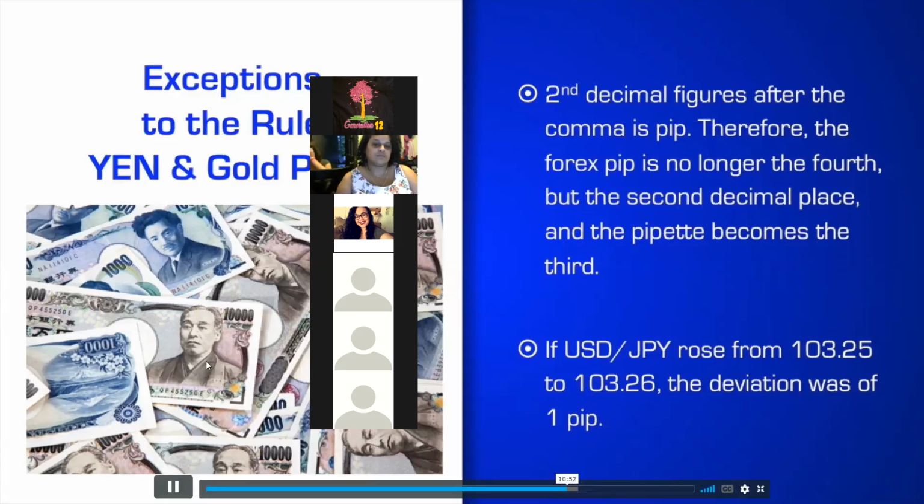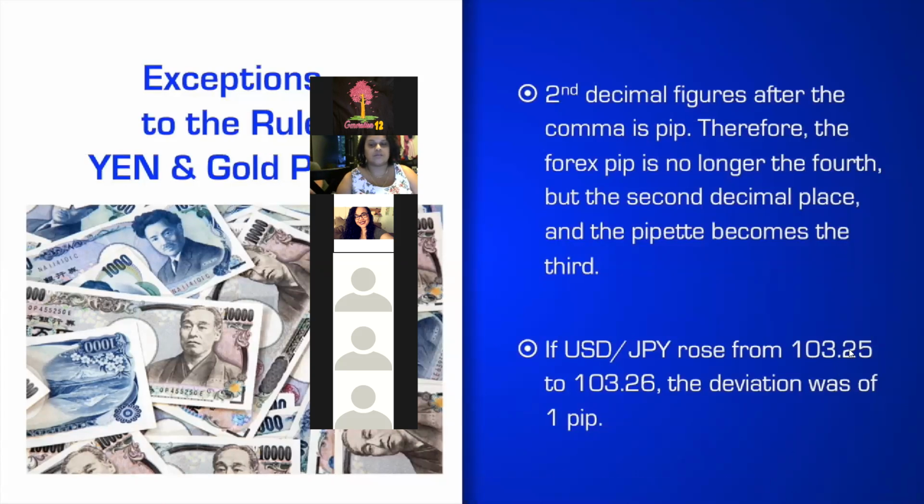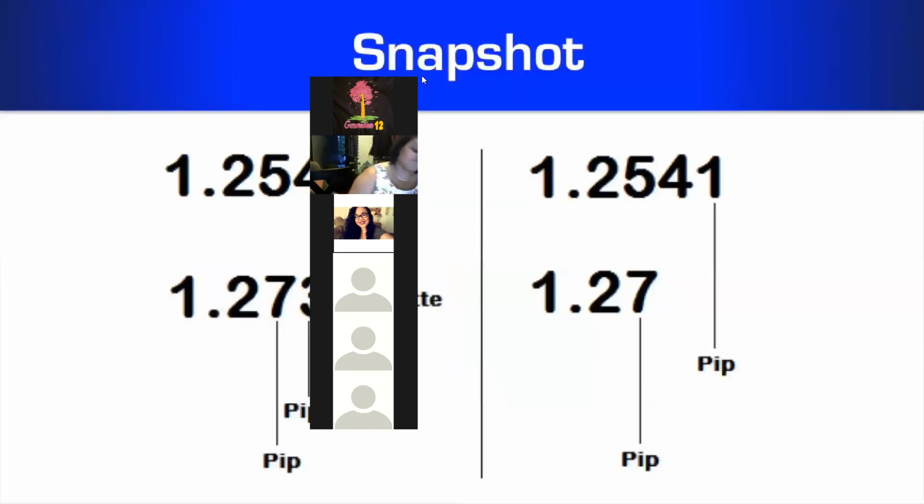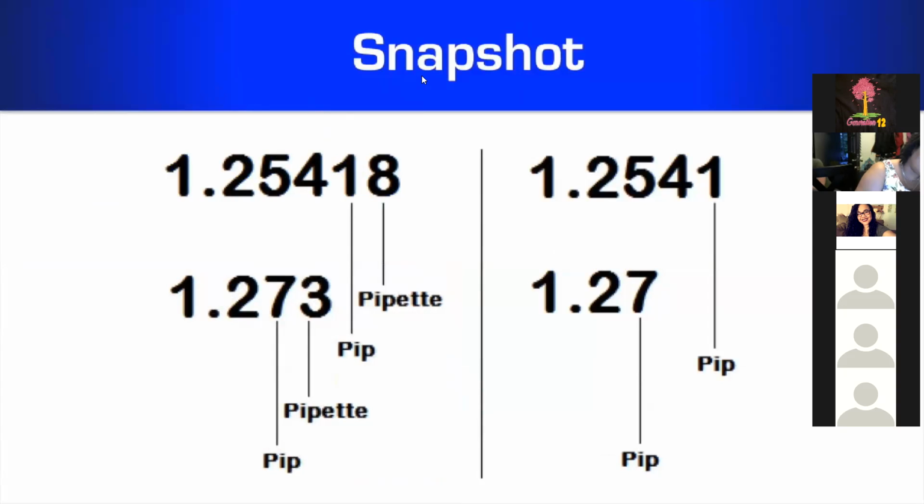Notice there's not 4 decimal places. There's not 4 digits after the decimal. This only applies to yen and gold pairs. Here's a really awesome picture that you can snapshot for your notes. Take a screenshot of it, take a picture of it, write it down until you get it.